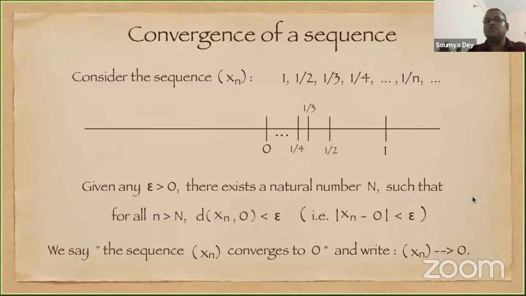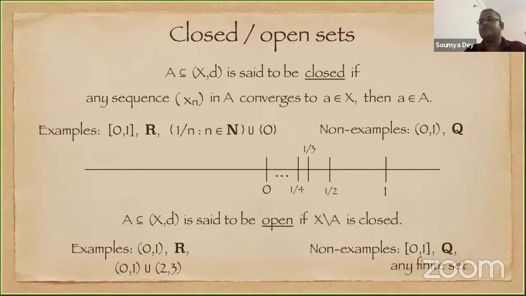Now let's use this notion to define other concepts. We will start with the most fundamental, or the second most fundamental, concept in metric space theory. A set A in X is said to be closed if any sequence xn in A converges to some point a, and then a should be in A.